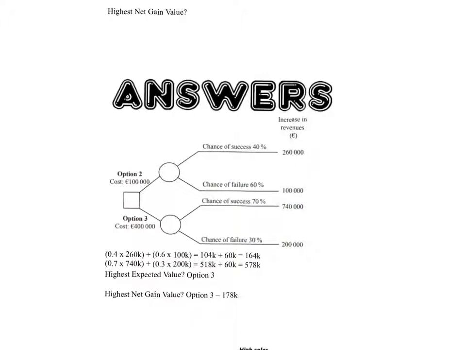However, again, we'd have to look at the cost to get the net gain value. So the net gain value would be 578,000 minus 400,000, and 260,000 minus 100,000. What you should find is the highest net gain value is option 3 still. So if you were choosing between the two, you'd pick option 3.